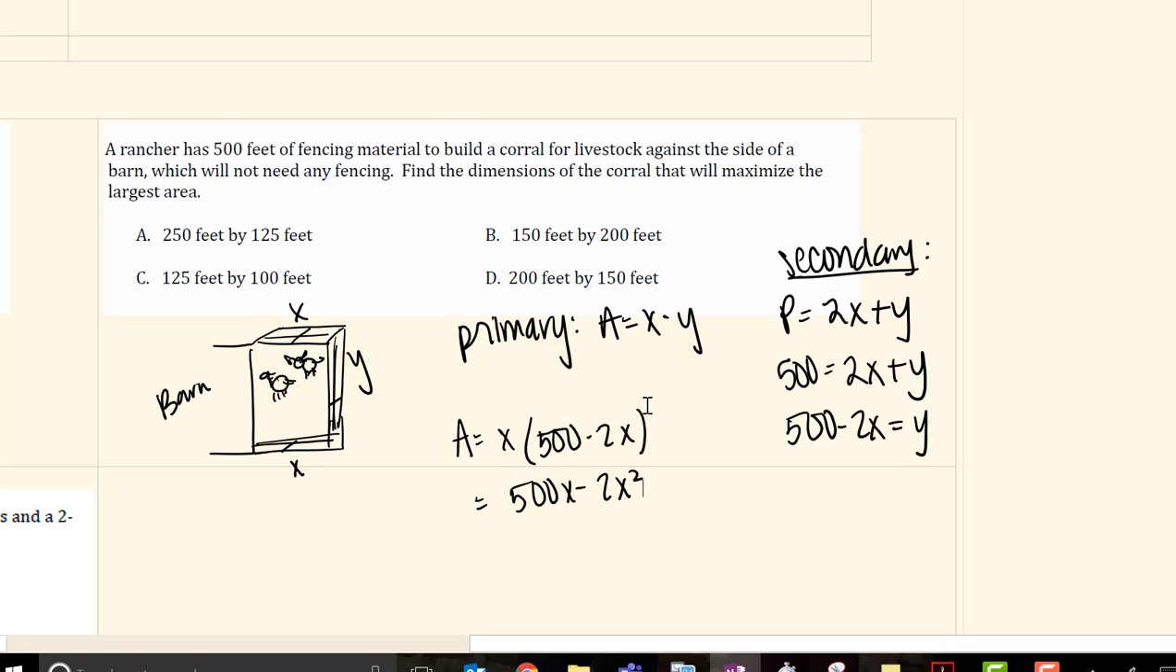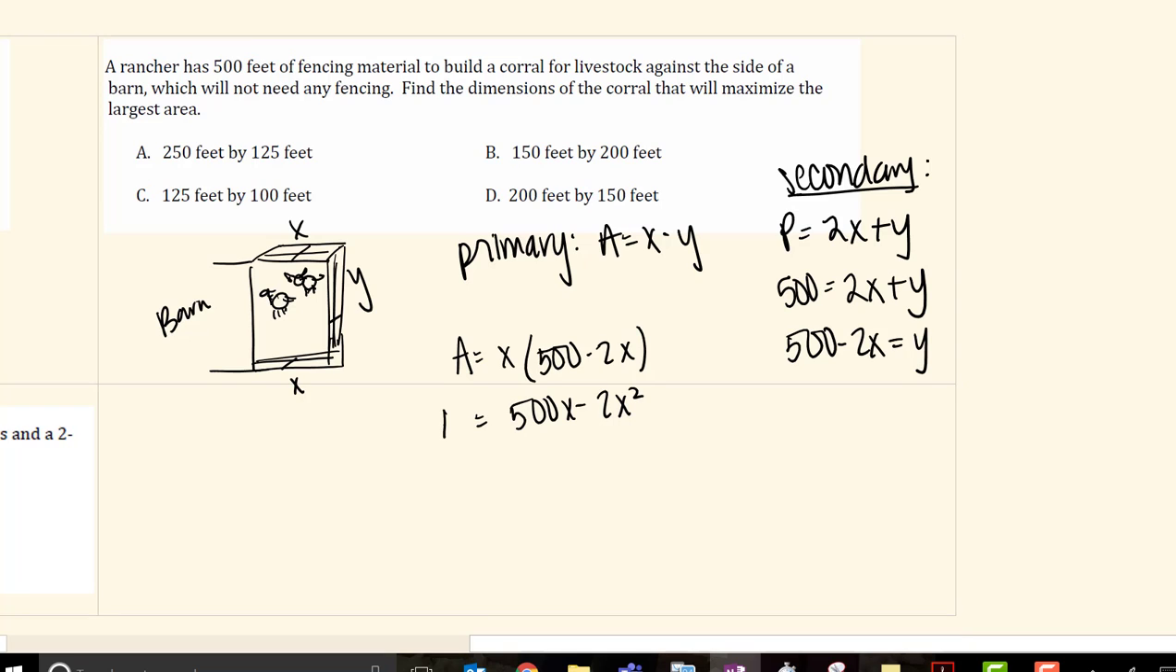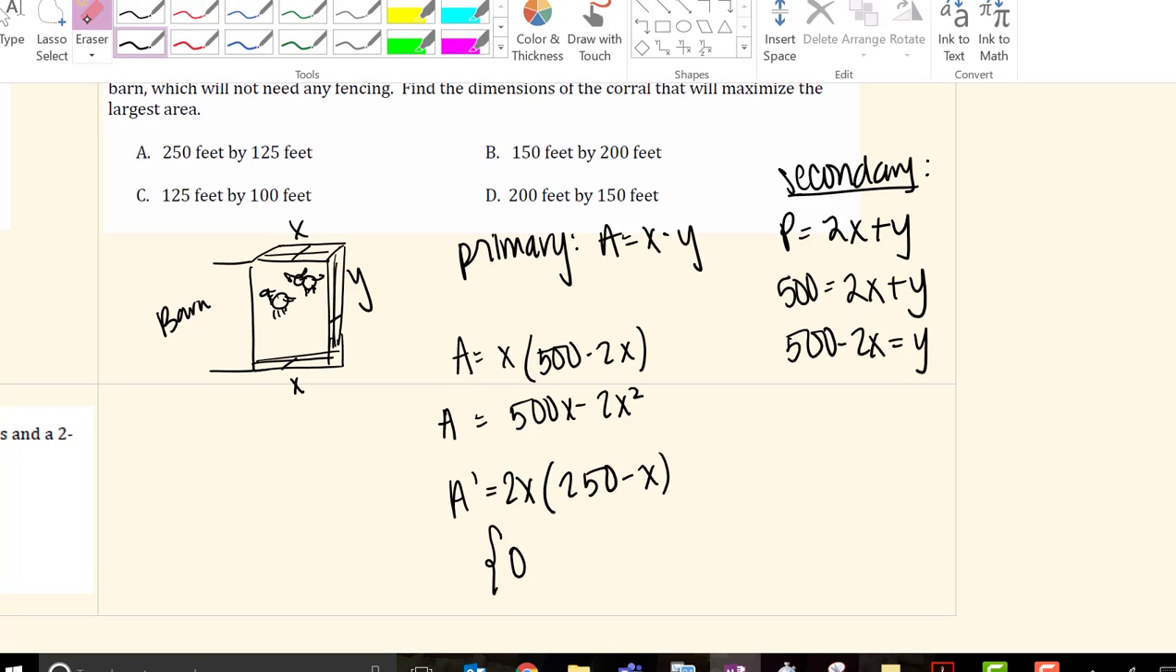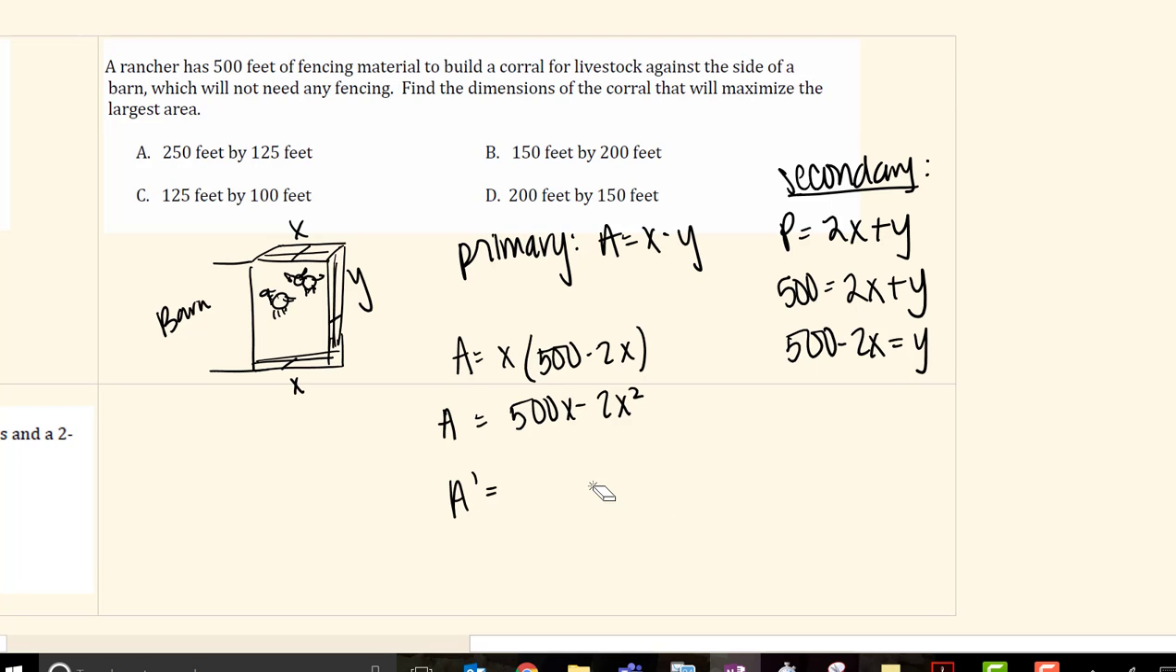Now I know that for maximization, this is where A prime equals 0. So I'm going to find that A prime. It also changes from positive to negative. So remember, it's important that you're always verifying that it's actually a maximum and not giving you a false maximum. So we're going to take a 2x out, and we are going to be left with 250 minus x. After I do that, I get 2 solutions. Oh my goodness, I just solved. I did not differentiate at all. Let's differentiate first. When I differentiate, A prime is 500 minus 4x.